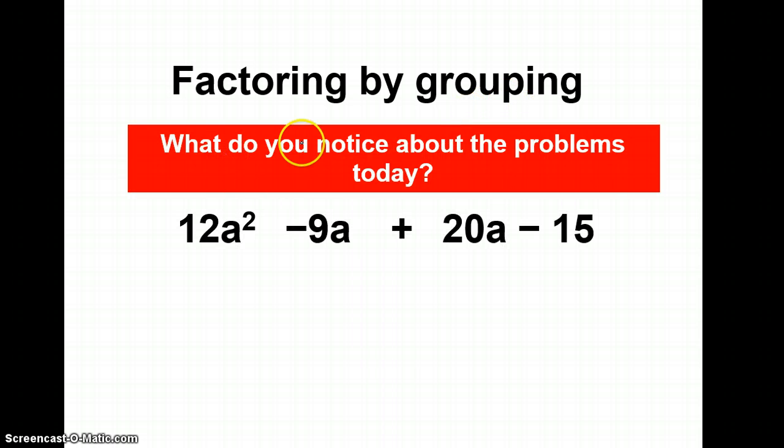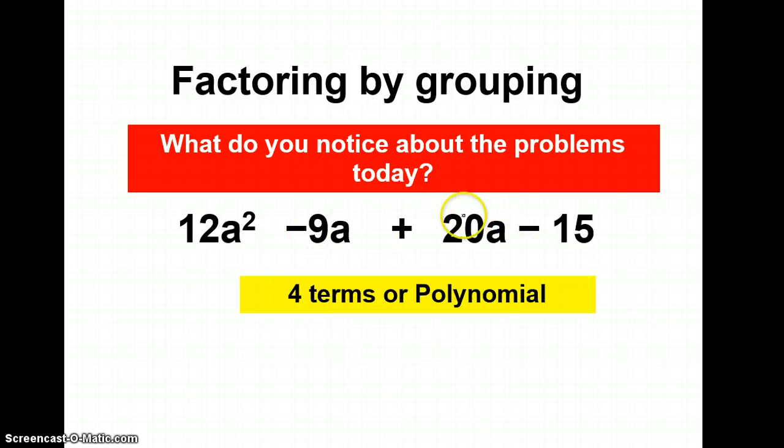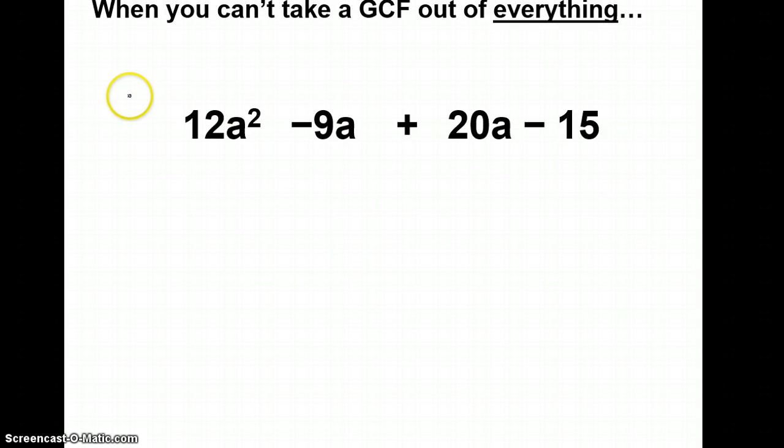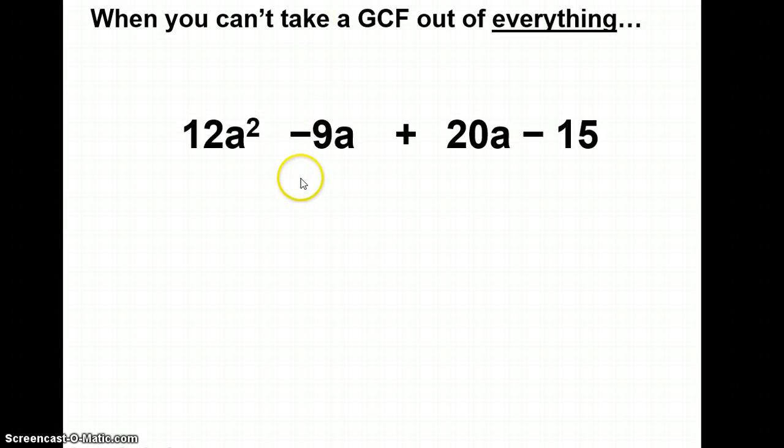So what do we notice about the problems that we're going to be facing today? First of all, I noticed there's about 1, 2, 3, 4 terms or 4 pieces in this polynomial. Okay, and the question then becomes, let's look at each of these pieces. Remember, we learned how to factor using the big X and X box. That was this thing here.